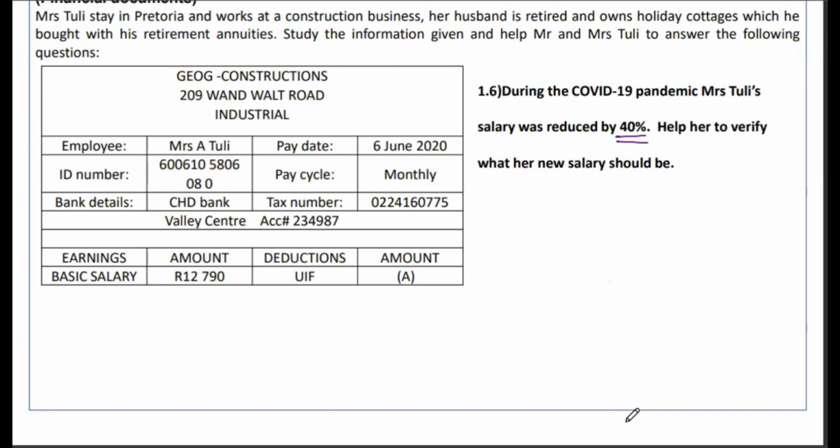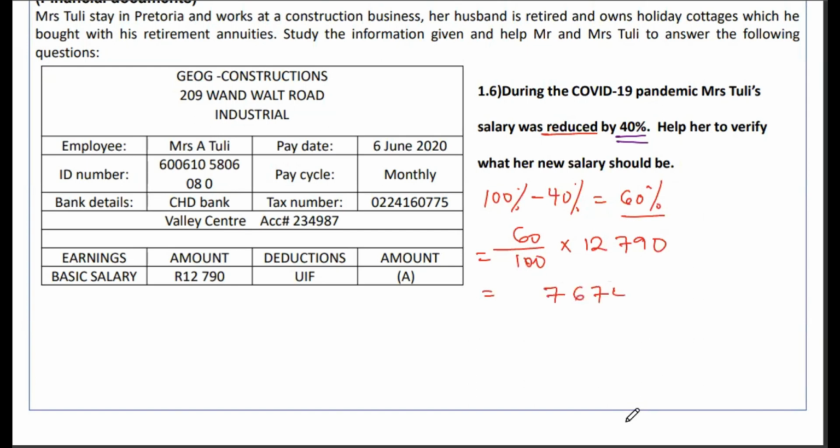Now, the salary was reduced. So the salary was at 100%. It's going to be reduced by 40%. So what's remaining? 60%. And this is what we are looking for. So we shall say 60 over 100 times 12,790. And then we shall get the final answer as 7,674 rands. And this is the new salary.